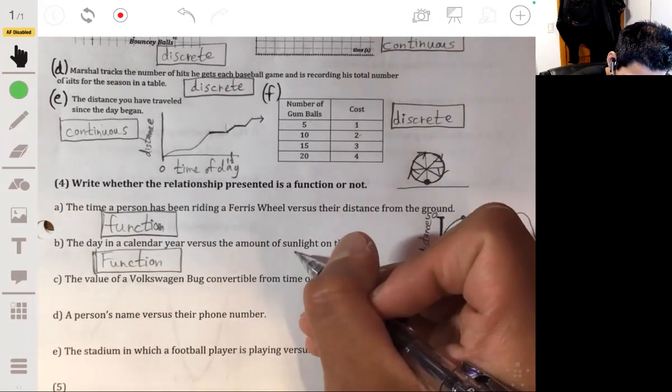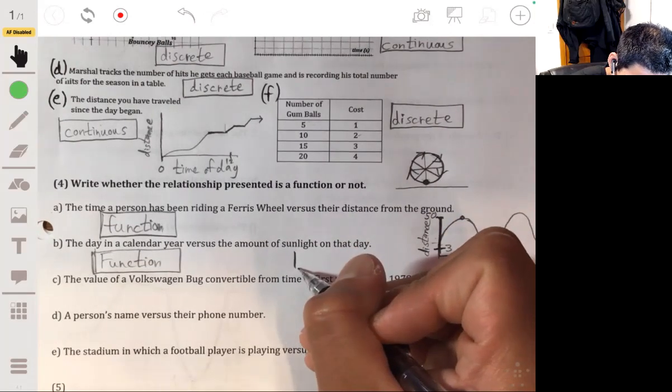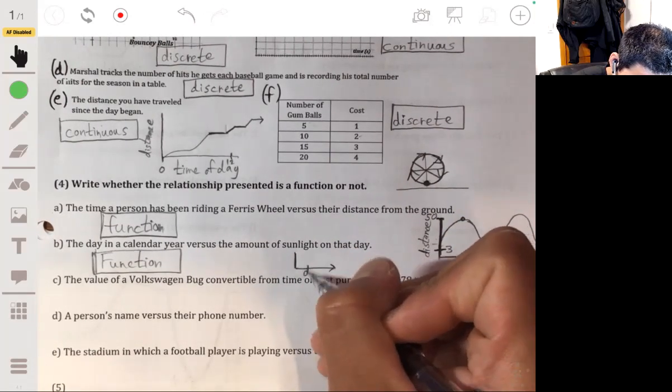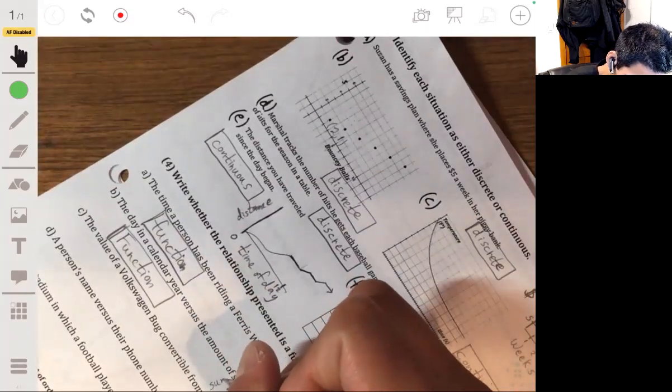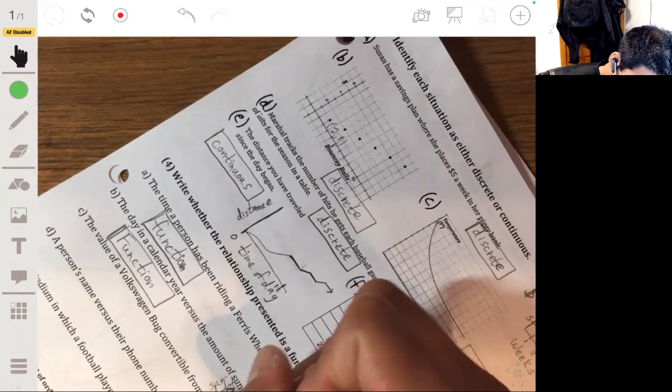And again, your graph would look like this. Maybe we have day on the horizontal, and sunlight would be on the vertical.